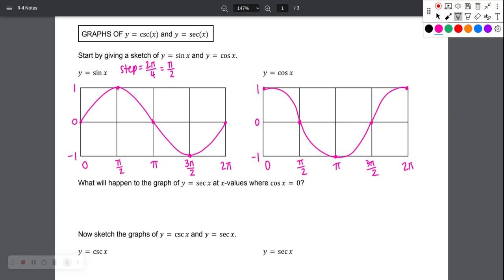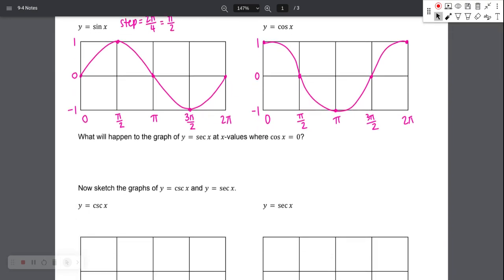Those are going to help us figure out what the graphs of cosecant and secant will look like. But this first question is kind of hinting at something. What will happen to the graph of secant at the x values where cosine equals 0? Well, remember, cosine is the reciprocal of secant. So if cosine is 0, what's the reciprocal of 0? Well, the reciprocal of 0 is undefined.